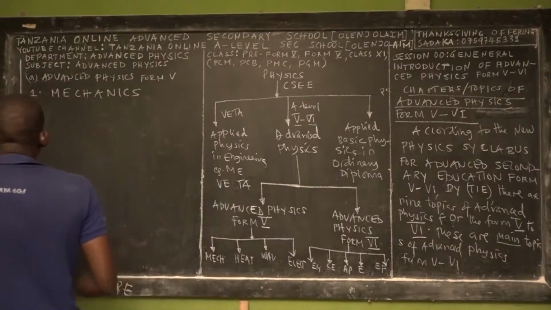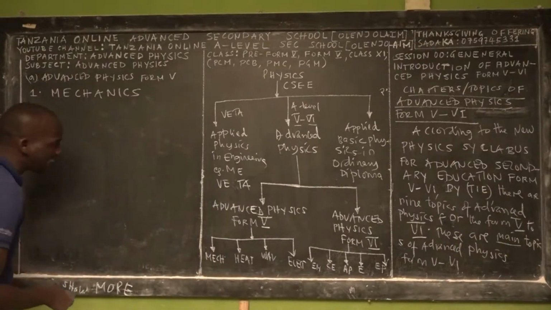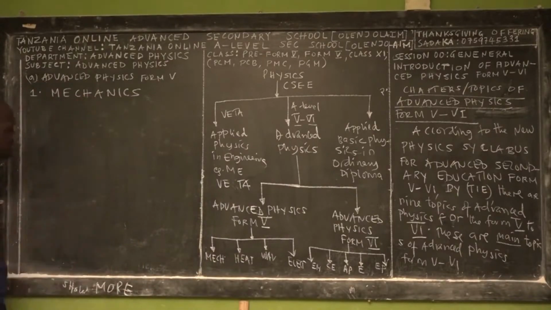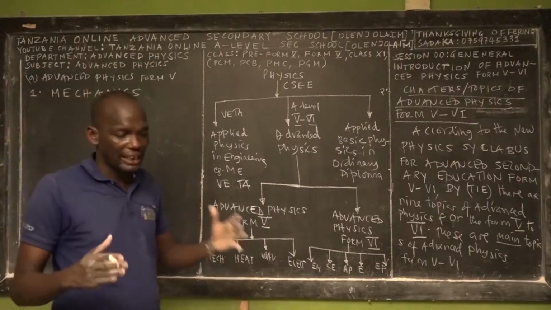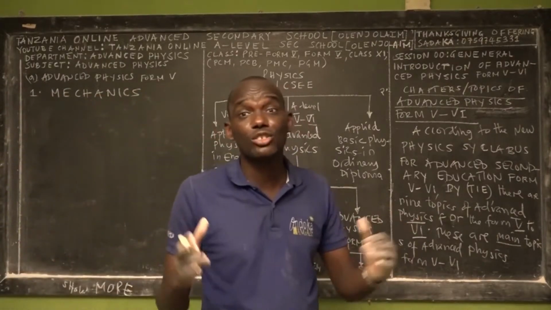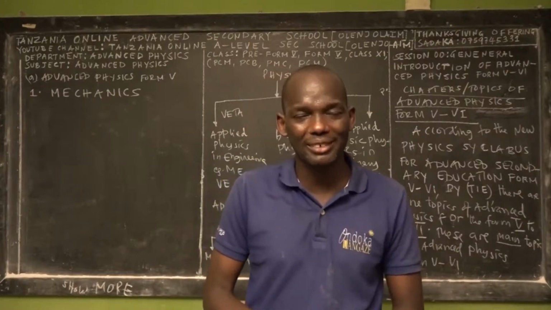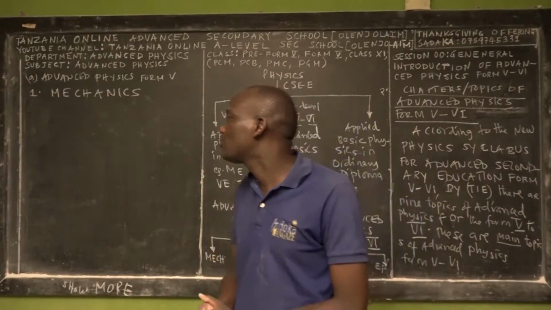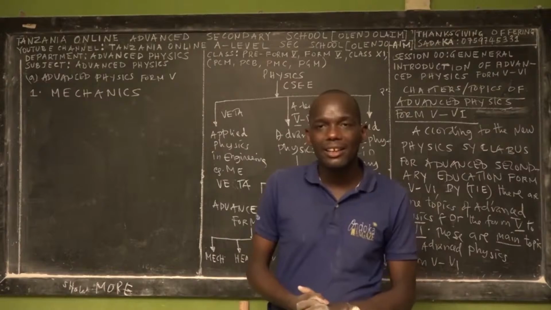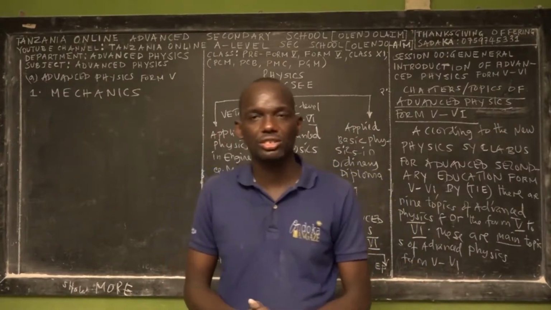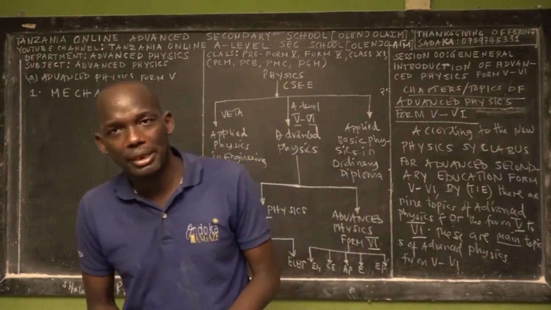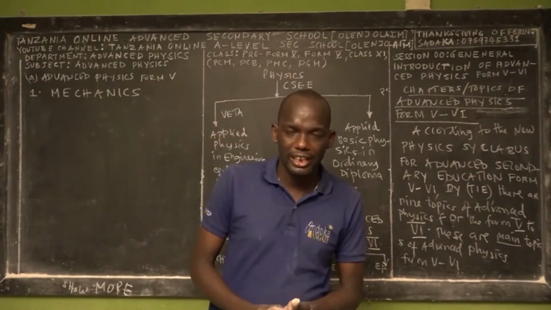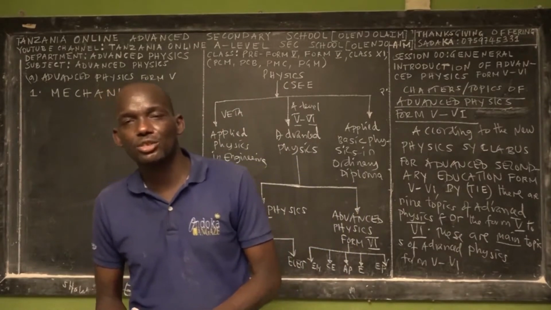So the first topic is called mechanics. Say mechanics. This mechanics is the main topic. Mechanics itself comprises 11 topics, which we are going to cover. But mechanics itself also comprises 4 branches, which are called measurements, mechanics, fluid dynamics, and the other one is called properties of matter.